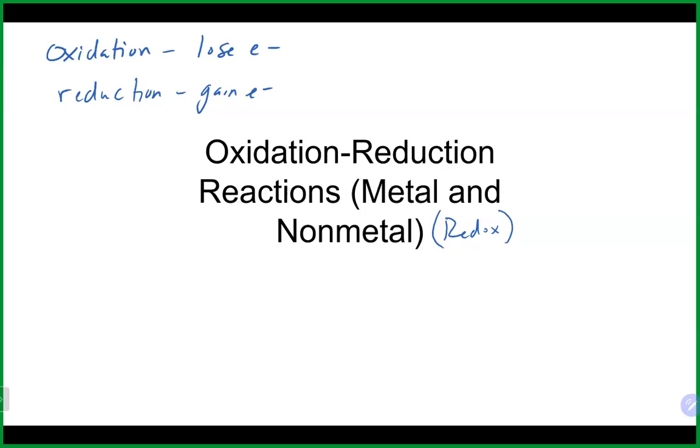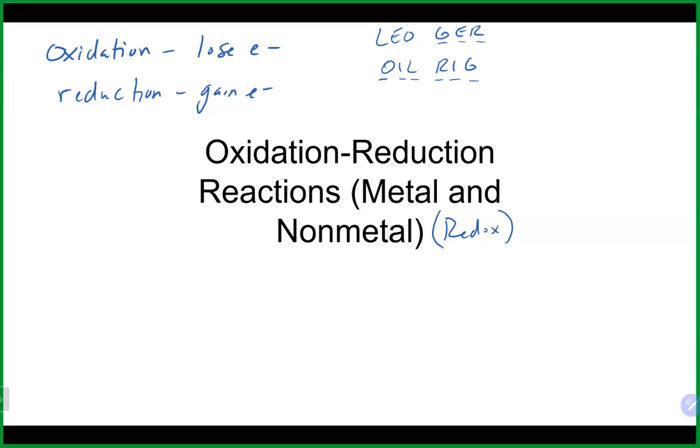Some people remember this as LEO the lion goes GER: loss of electrons is oxidation, gaining of electrons is reduction. Some people like OIL RIG: oxidation is losing, reduction is gaining. You could put LEO the lion on the oil rig and he goes GER. You don't have to choose; you could use them both if you like. There are some other definitions, as we will see, but these are the two main ones.